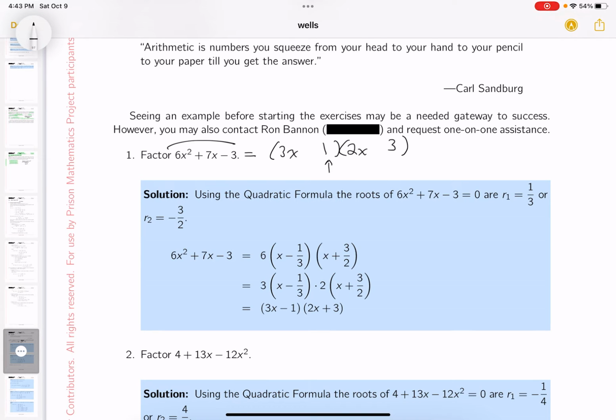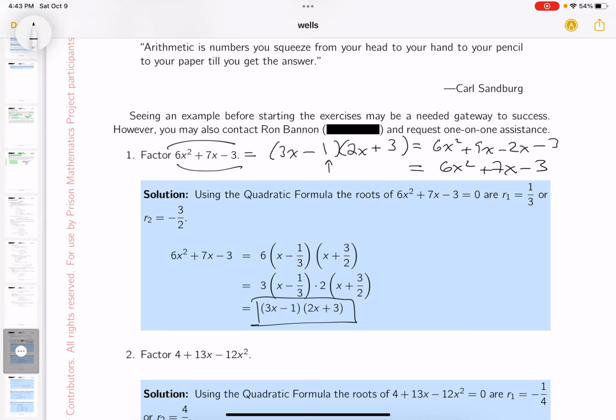I'm going to get some signs going here. I'm going to look at it, and whatever I say, I'll try. And what do you get? 3 times 6x squared plus 9x minus 2x minus 3. And that would give me 6x squared plus 7x minus 3. So that's the factorization of it.